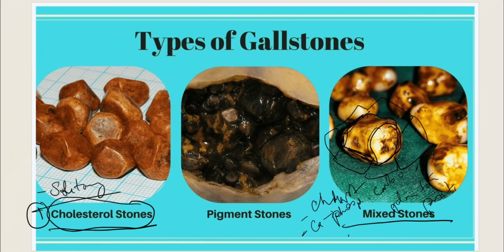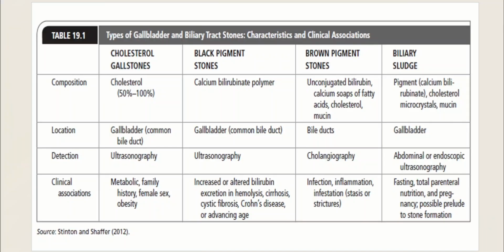Pigment stones can be black or brown. The black pigment stones are common in the gallbladder. It is usually calcium bilirubinate, calcium phosphate and bicarbonate stone. On the other hand, brown pigment stones are usually formed in the biliary tree, and the most common cause of brown pigment stone formation is infection like E. coli or bacteroides. Let's see in the next slide.